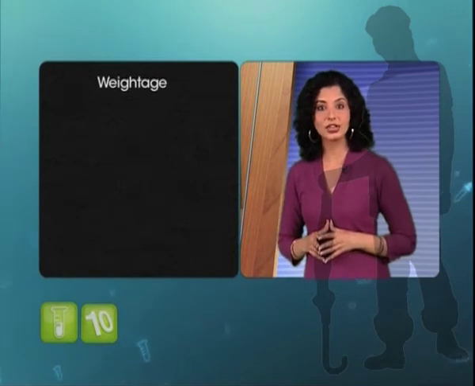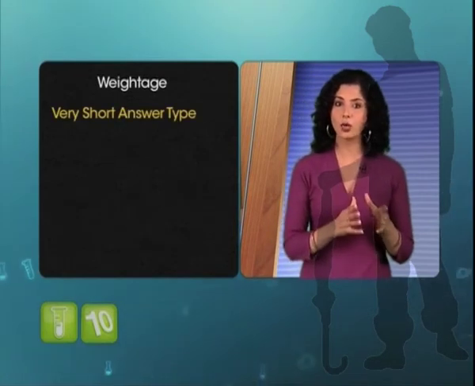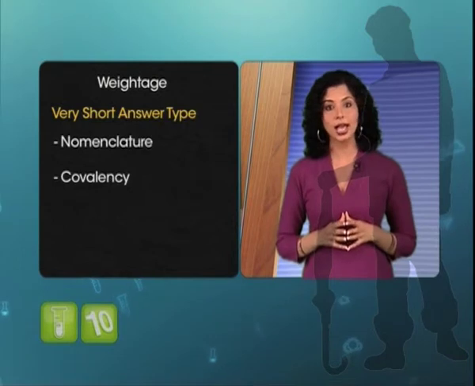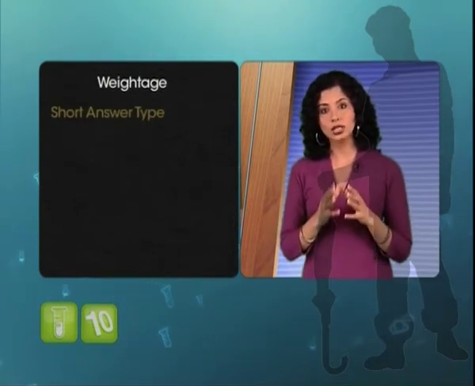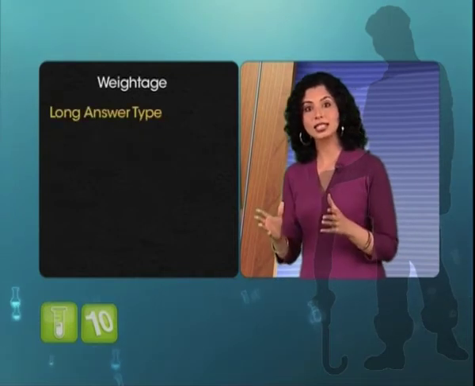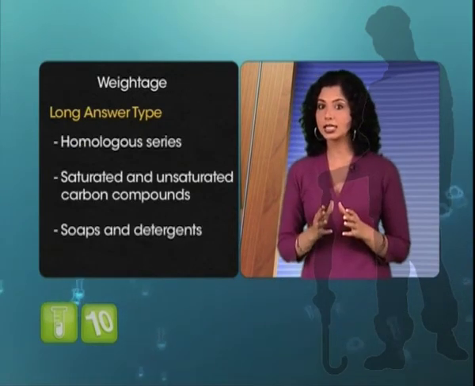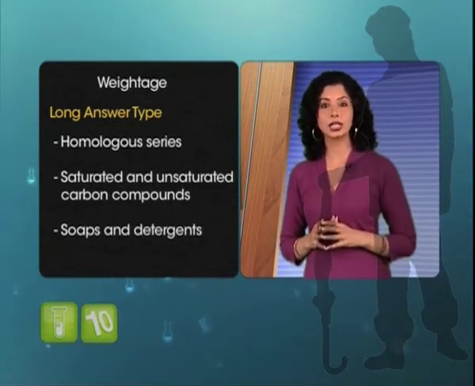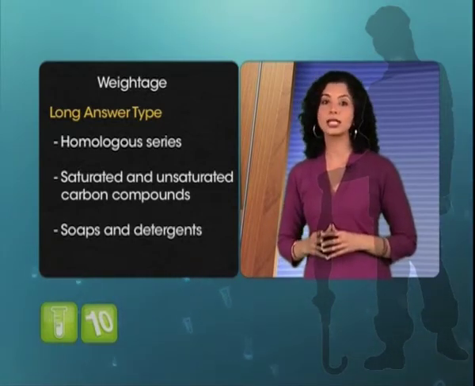Before we start solving your problems, let's take a quick look at the expected breakup of questions and weightage of the chapter. The type of questions that are generally asked are very short answer type questions comprising nomenclature and covalency. There's also short answer type comprising reactions of carbon compounds and long answer type questions involving homologous series, saturated and unsaturated carbon compounds, and soaps and detergents. Do remember that throughout the episode, we will highlight the stepwise marking, so watch out for that.